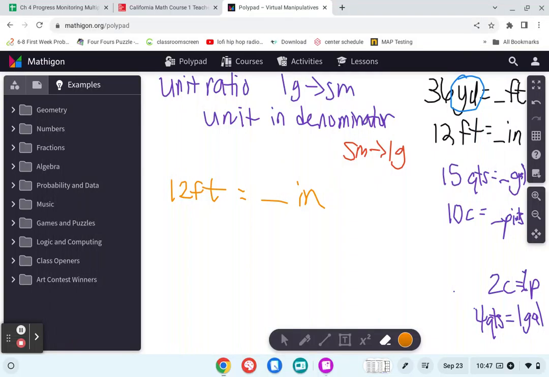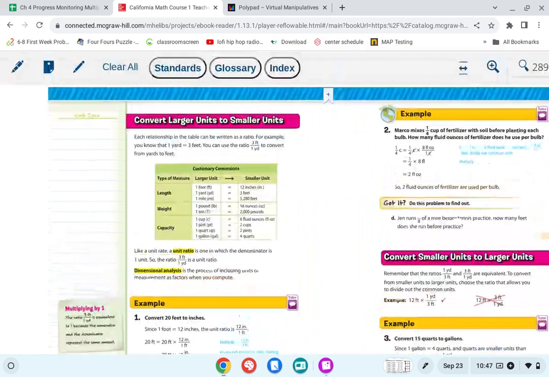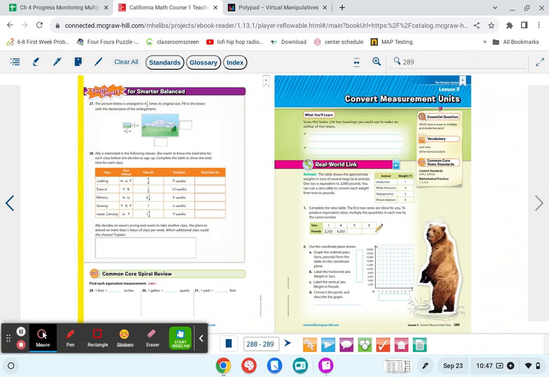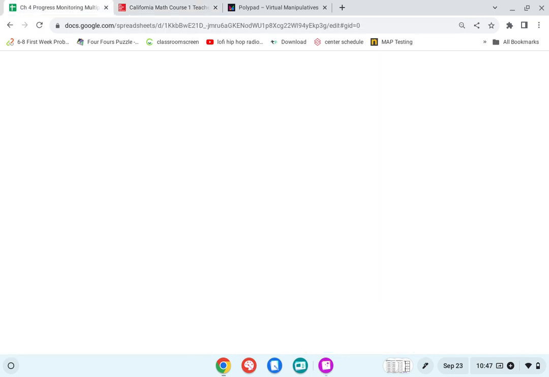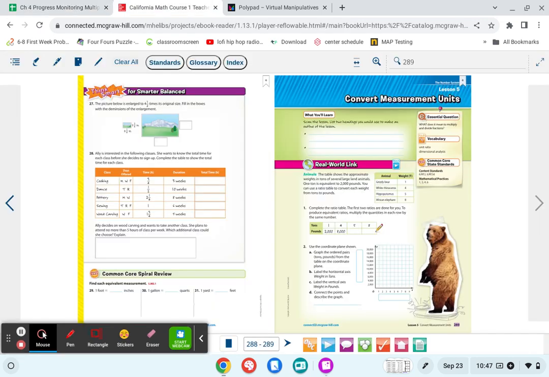Hi, everyone. It's Dr. Newell again, and we are going to go over a portion of our lessons for this chapter that could be confusing to some, may not be confusing, but we're going to talk about converting measurement units, and this is on our sheet here, right about Module 8. Okay, so let's go ahead and get started.